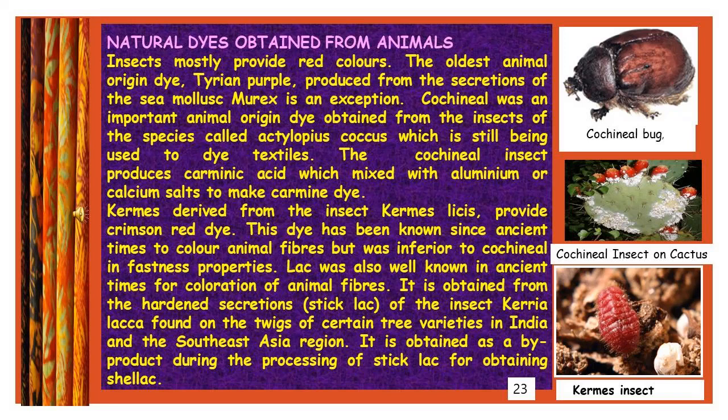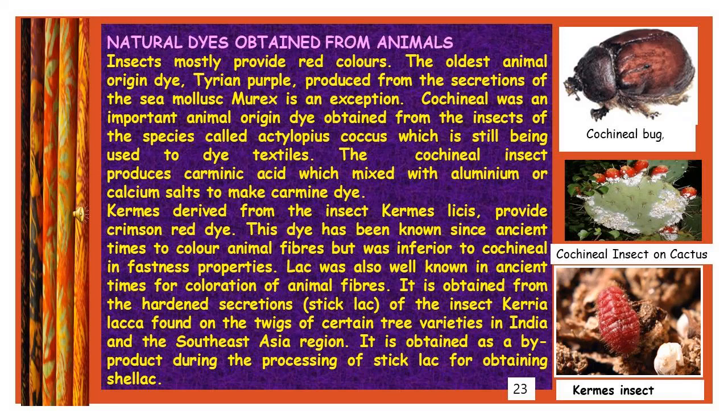Cochineal was an important animal origin dye obtained from the insects of the species called Dactylopius coccus, which is still being used to dye textiles. The cochineal insect produces carminic acid, which is mixed with aluminum or calcium salt to make carmine dye.